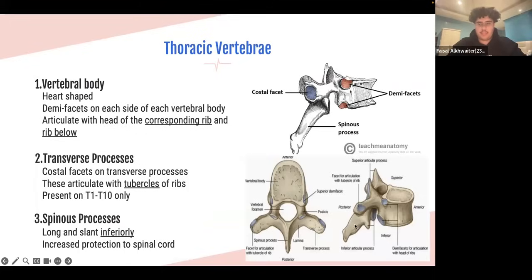And then you can see the transverse process, which attaches to the tubercle of the corresponding rib. So if it's rib 5, T5, rib 5. And then you've got the spinous process, which is quite long. That's because it's very important for protection.